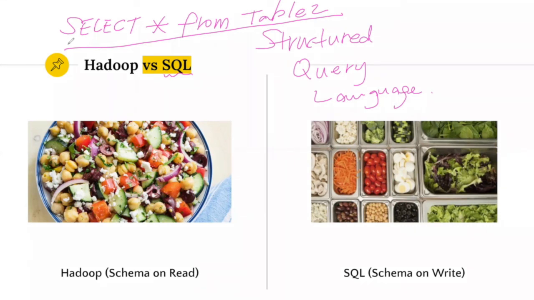Anyway, SQL is not only a language, but also a kind of standard for database systems. Okay. So the main difference between SQL and Hadoop is that Hadoop is schema on read, and SQL is called schema on write.